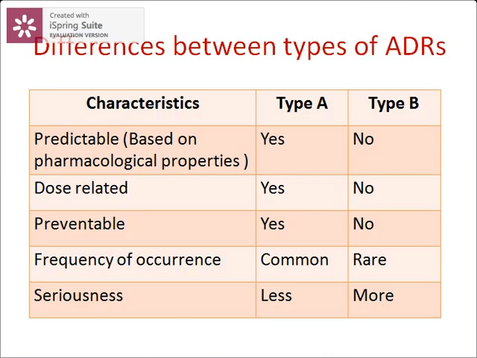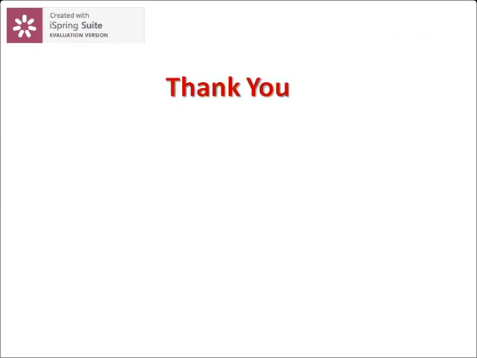Again, at the end, I will summarize the important differences between augmented and bizarre type of reactions. Type A reactions are predictable based on their pharmacological properties, while type B reactions depend on the peculiarities of the patients. Type A reactions are dose related and usually preventable with appropriate dosage selection. Type A reactions are more common because all types of drugs can produce them, while type B are rare ones. Type A are usually less serious, while type B are generally more serious than type A reactions. Thank you very much.